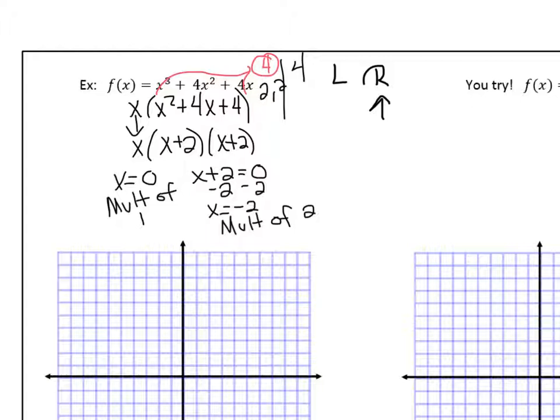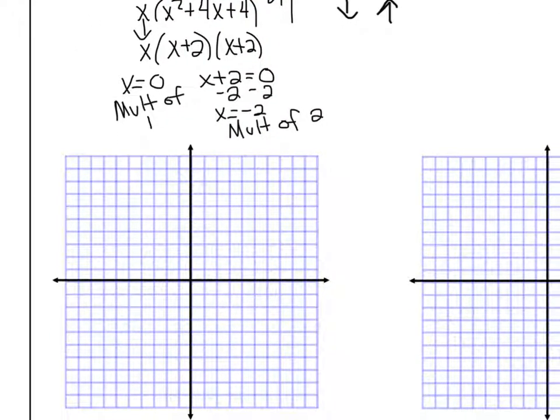And the opposite occurs for the other side, so the left side will be down. So that's going to help us sketch our graph. And again, that was back at the beginning of chapter 3. Well, the next thing we know is that at 0, the graph goes straight through it because it has a multiplicity of 1. And at negative 2, it has to bounce because it has a multiplicity of 2, so it has to have a curve shape.